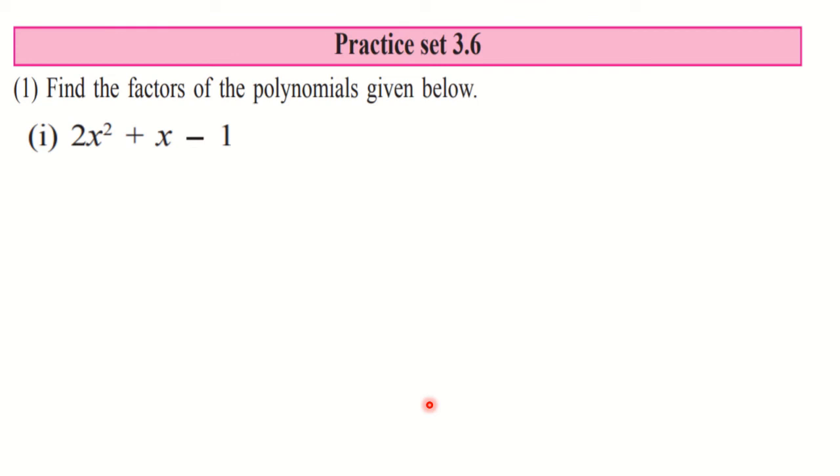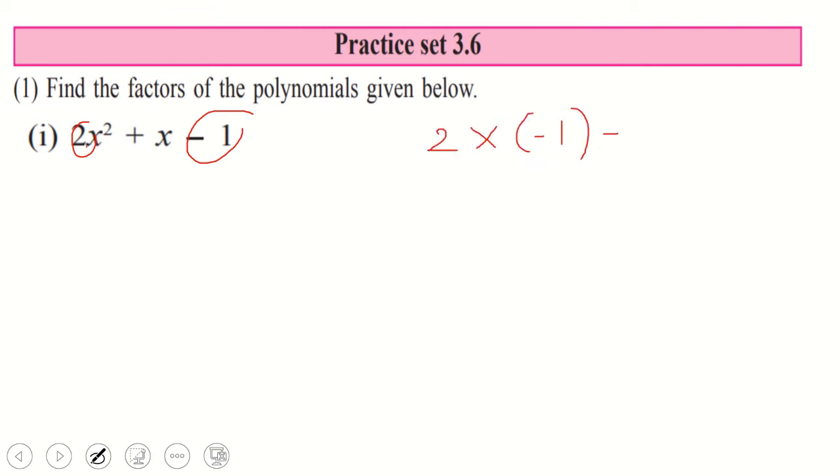And here we have to find out the factors of the polynomials given below. Okay, so the first question here is 2x square plus x minus 1. Okay, so let us start solving it. Here you observe the coefficient of the first term is 2 and here it is minus 1. So go for multiplication. 2 into minus 1 is equal to minus 2. Okay, so we got minus 2 here.